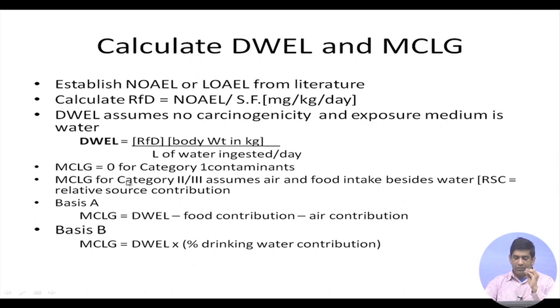For the MCLG, this is for carcinogen, we have 0. For this, we assume a food intake besides water. So based on that, for MCLG, for whatever is the drinking water number, minus the food contribution, minus the air contribution. So that's what you get for the basis. For the second type of contaminants, you multiply it by the drinking water contribution. So that's how you calculate it.